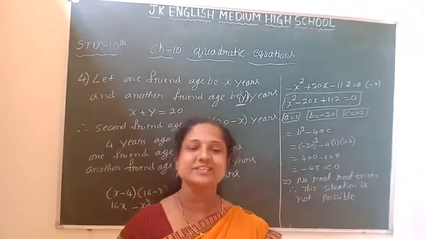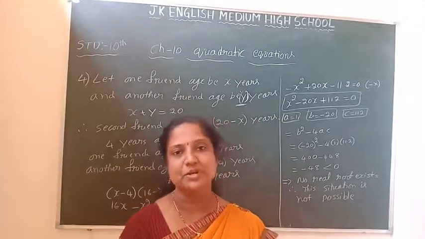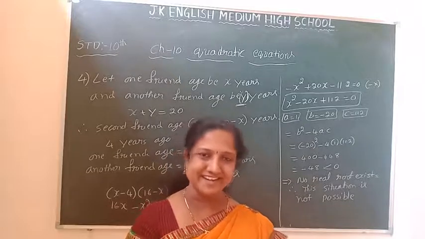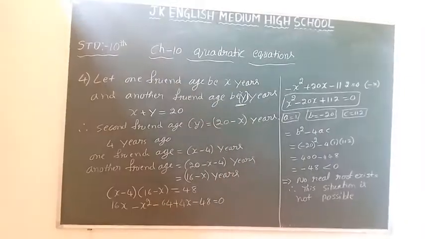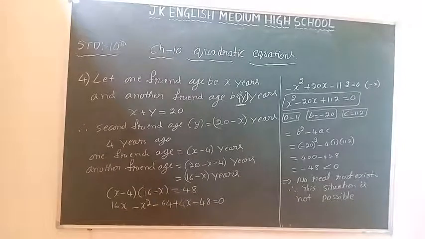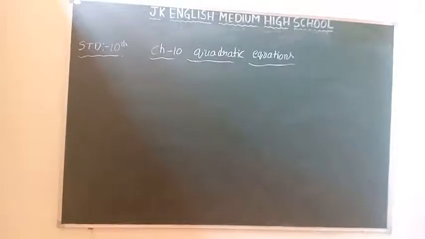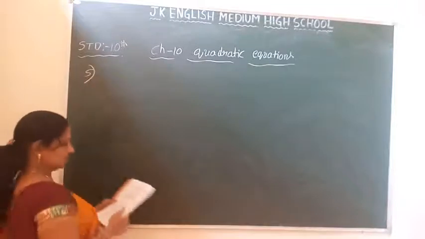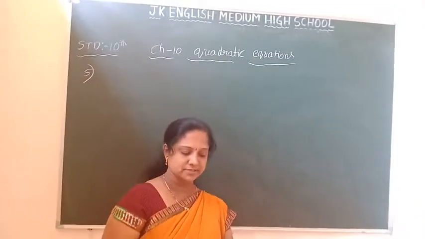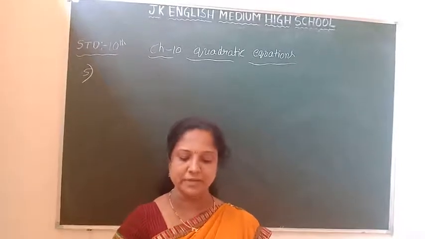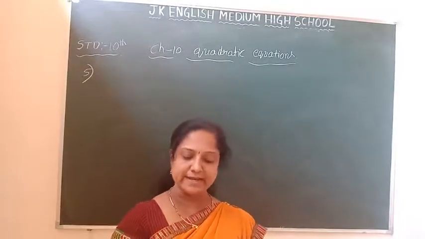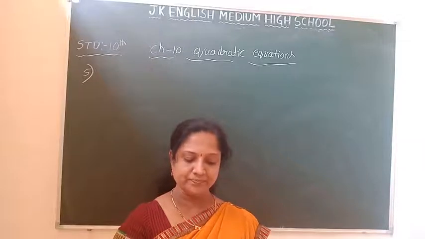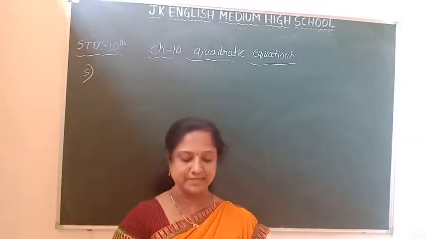Okay, children. This way, you have to understand the statement and you have to solve the sum. Okay, write down. Fifth question in this exercise: is it possible to design a rectangular park of perimeter 80 meter and area 400 meter square? If so, find its length and breadth, they asked.